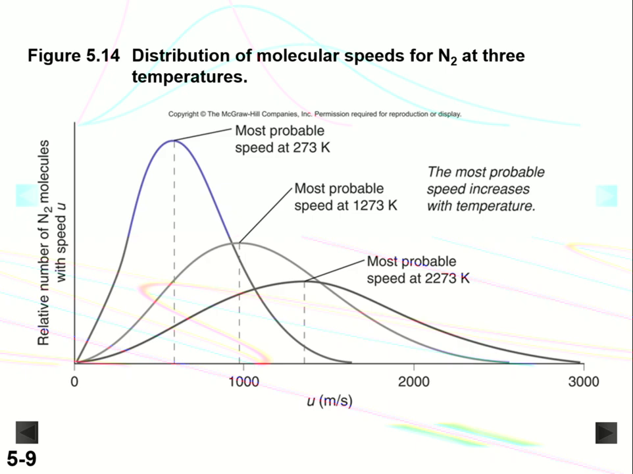The take-home message from this graph is that for a given system, as we increase the temperature, the speed, particularly the most probable speed, but also the average speed, increases. The average speed increases with increasing temperature.